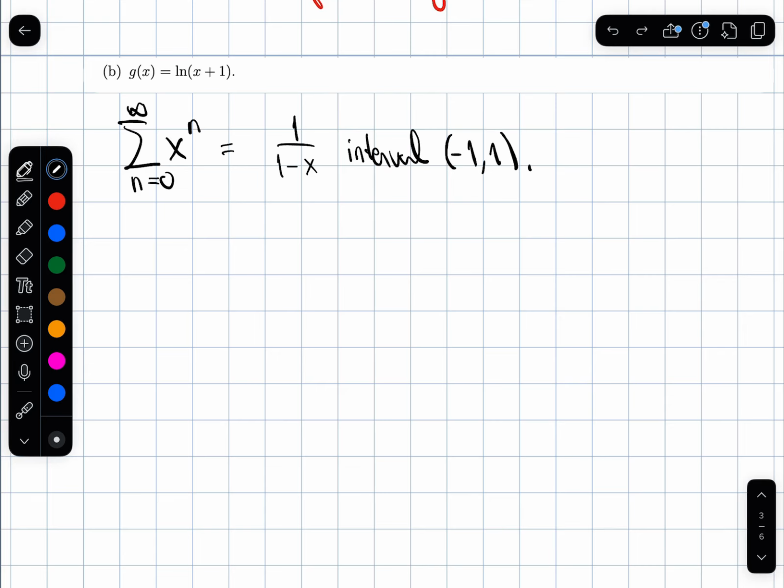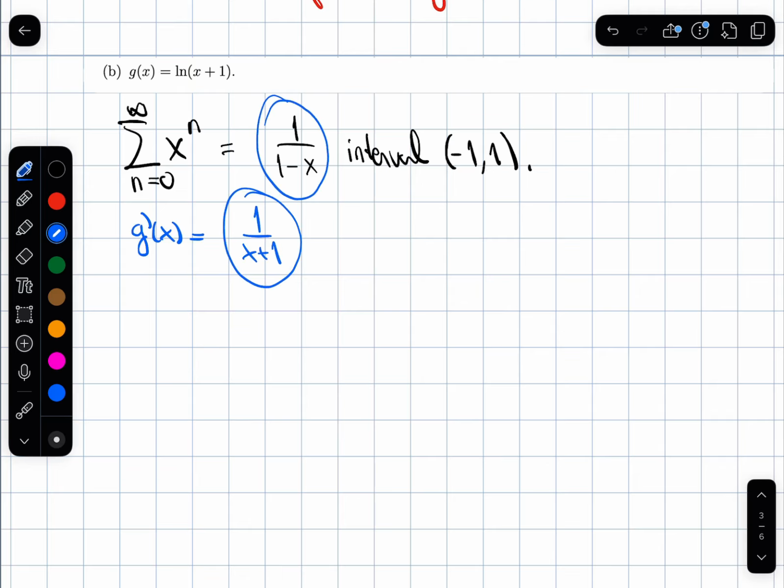I know that when I take the derivative of the logarithmic function, it turns into 1 over x, or 1 over whatever the inside of the logarithm is. So I'm going to start with taking the derivative of g of x, because I think it's going to make it look close enough to the right-hand side of this black text that I just wrote. So I'm going to start by writing g prime of x as 1 over x plus 1.